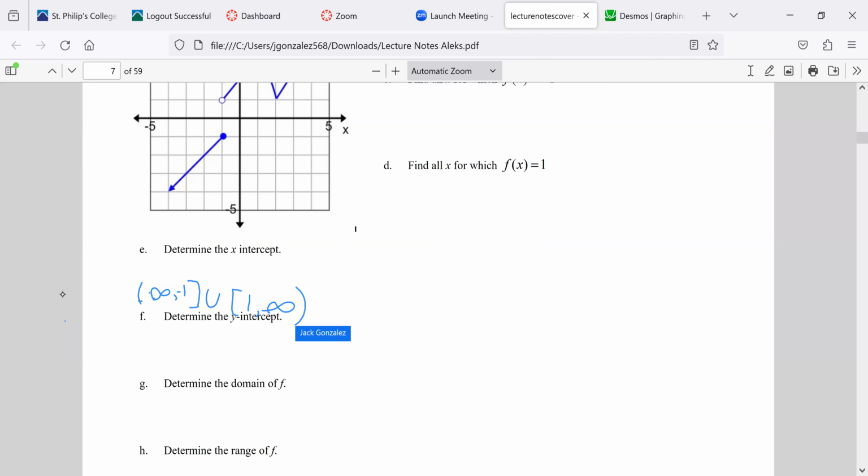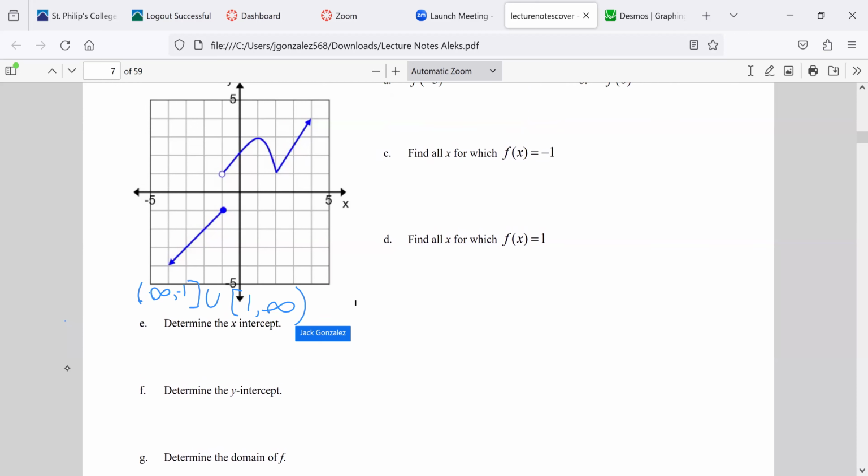Now, on the second one with the hollowed circle, shouldn't it be excluded? So we thought at first that we should exclude it, but because it comes back down and hits it, then we include it. We always put the lowest one first, so write it this way.